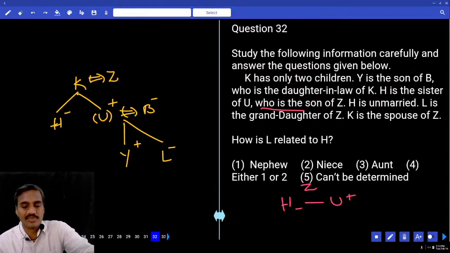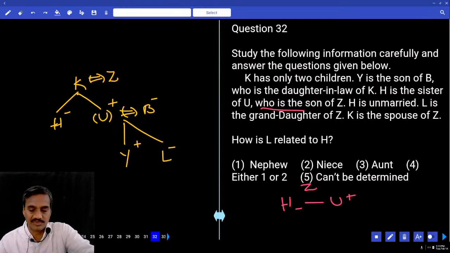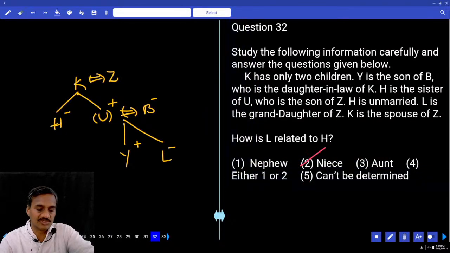Then how is L related to H? H's brother's daughter. Brother's daughter is niece. Choice 2, question number 32.